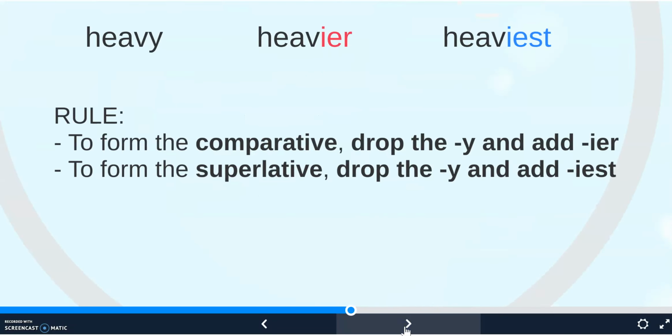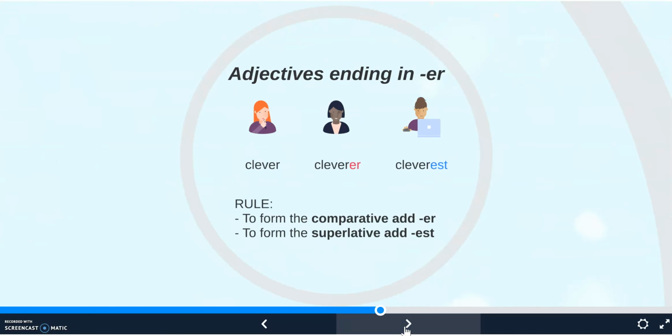So this is a special rule. Then adjectives ending in er, for example, clever. This one looks rather clever. This one looks cleverer, and this one definitely looks the cleverest because she's working on a laptop, and that's kind of clever. So to form the comparative, you just add er or est to the adjective. So comparative er and superlative est. That's also the same general rule as the rule for the 1-syllable adjectives.